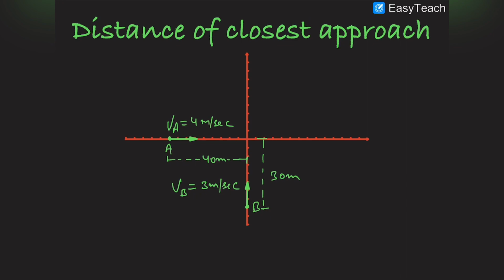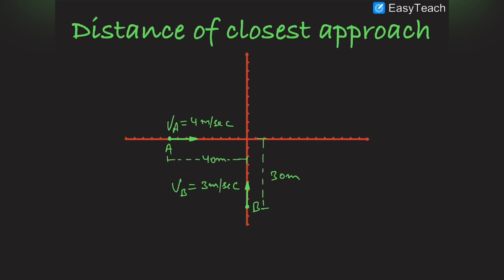Today in this video we are discussing the concept of distance of closest approach, or the minimum distance between two moving particles. First of all, you can see a situation in which a particle A, which has a velocity of 4 meters per second, is moving towards the positive x-axis, and its distance is 40 meters, and another particle B is moving with a velocity of 3 meters per second, and it is initially at a distance of 30 meters.